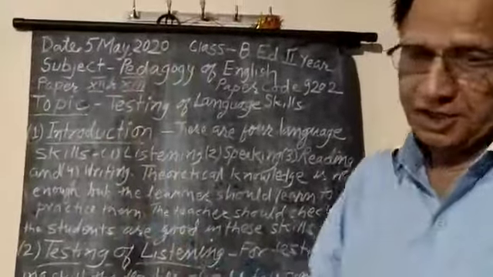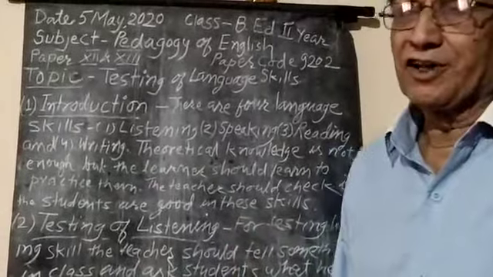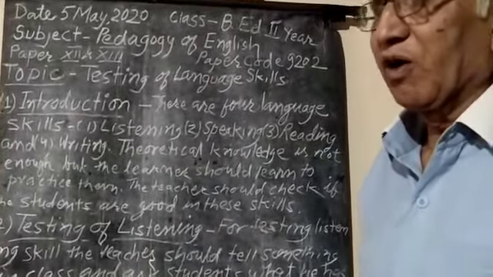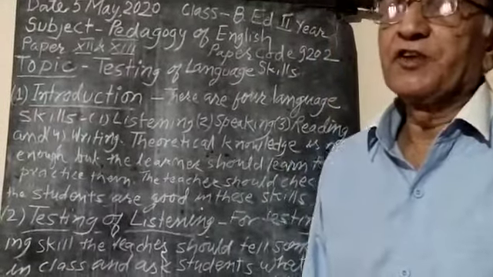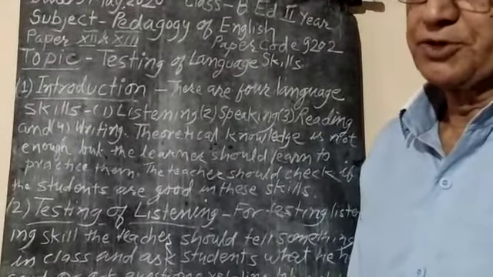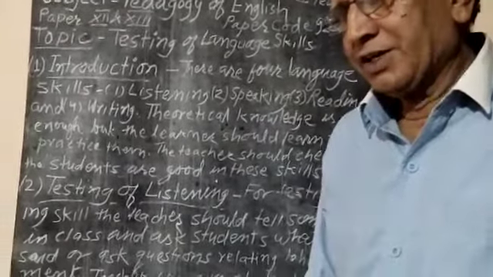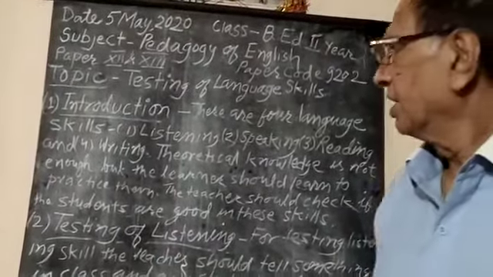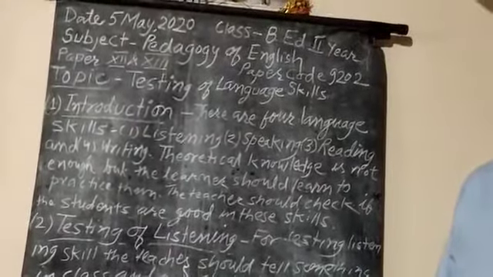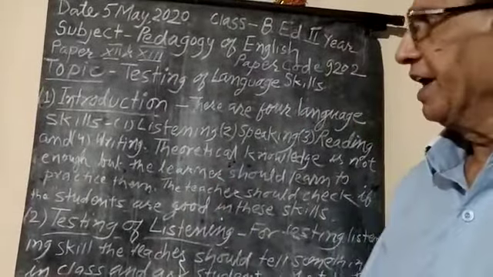Fine, introduction. Language is very important for human beings because it makes us different from other animals. And the language has 4 skills. These 4 skills are listening, speaking, reading, and writing.